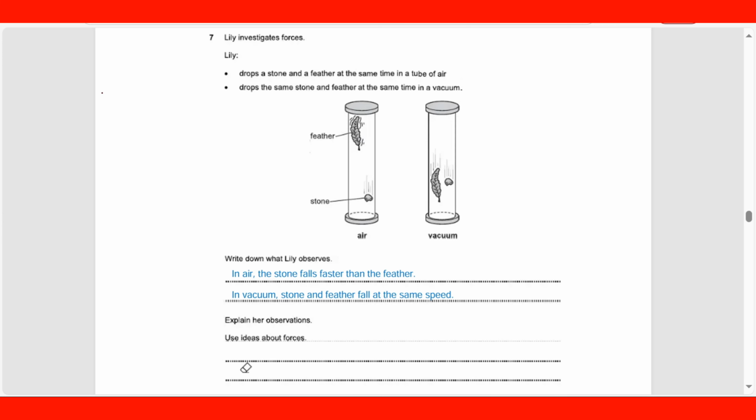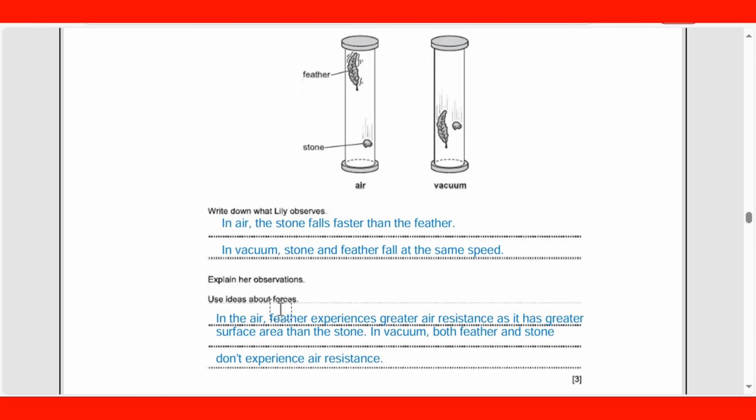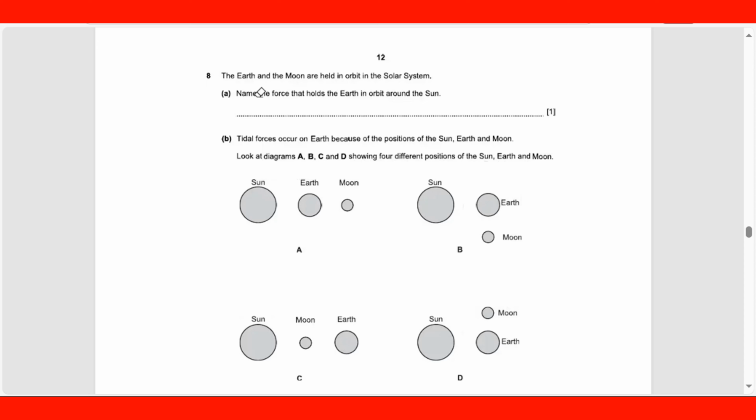Okay, let's check out the answer, guys. So in the air, the feather experiences greater air resistance as it has greater surface area, compared with the stone. In a vacuum, both the feather and stone don't experience air resistance. That's the reason they fall at the same speed. Alright, let's move on.